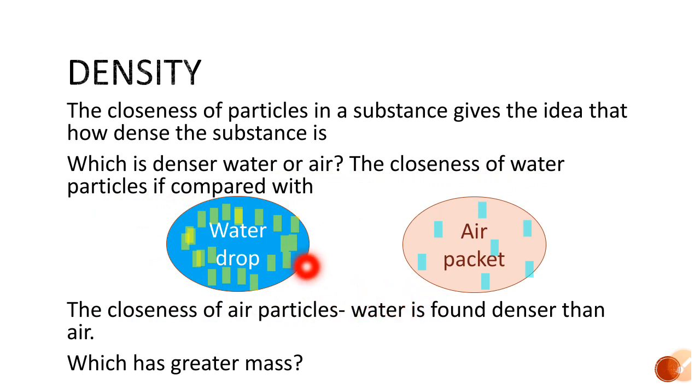In this picture you can see a water drop and an air packet. Here the particles are closer to one another, more closer, whereas the particles here are not so close. Then we will say that this water drop is denser. So water is found denser than air.